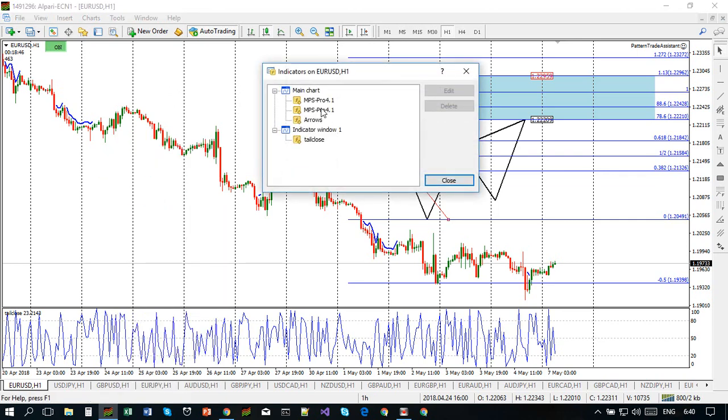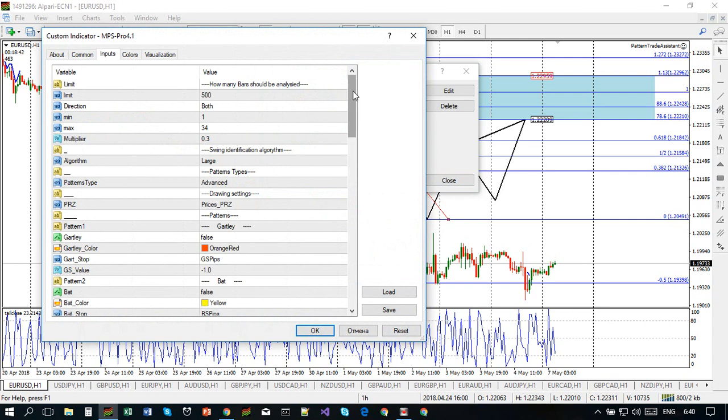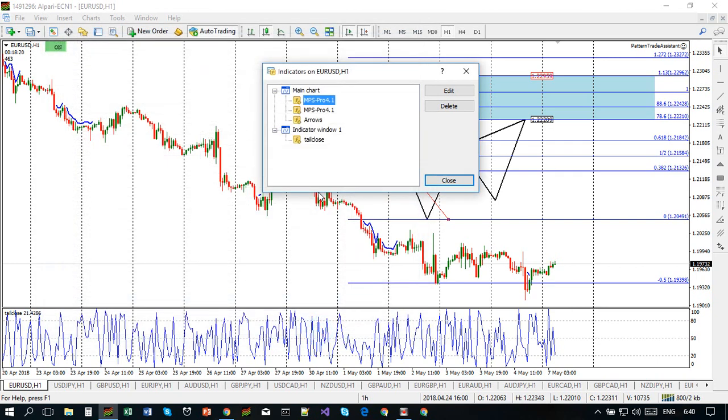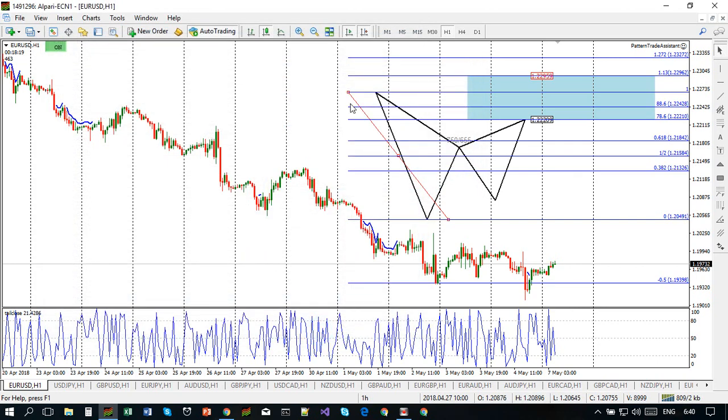So you saw how it draws manually, and here I simply enable custom pattern, custom Gartley. Minimum B is true, maximum B should not exceed A, that's why extension is false. Minimum C is 382, maximum C is 1, and completion is 786, and invalidation is 113. You can type your own ratios, but this is what I use. Unified Gartley, because it unites the features of BAT and Gartley.